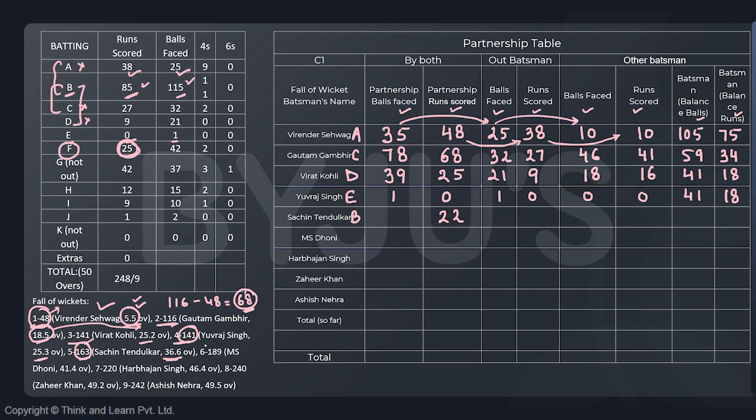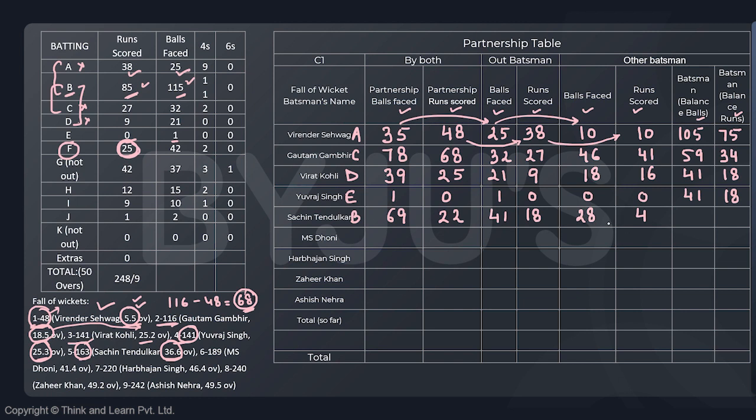Okay. Now for how long did this partnership last? 25.3 overs to 36.6 overs. It is 11 overs and 3 balls, that is 69 balls this partnership lasted. Out of which Sachin Tendulkar has played 41 balls. He has made 18 runs. So that other player who is F has played 28 balls, that is 69 minus 41, and he made just 4 runs in those 28 balls.